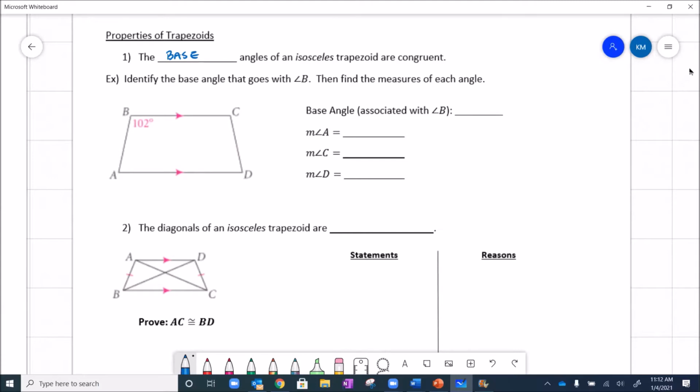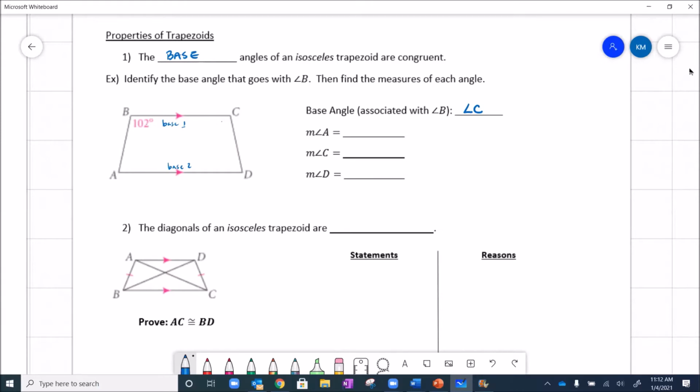Okay, so when we talk about base angles, there are actually two bases to our trapezoid. Let's say this is base 1, and this is base 2. So when we talk about the base angles, we're just saying, let's look at the ones on base 1. Angle B is associated with angle C. These are both on base 1. Angle A is associated with angle D. These are both on base 2.